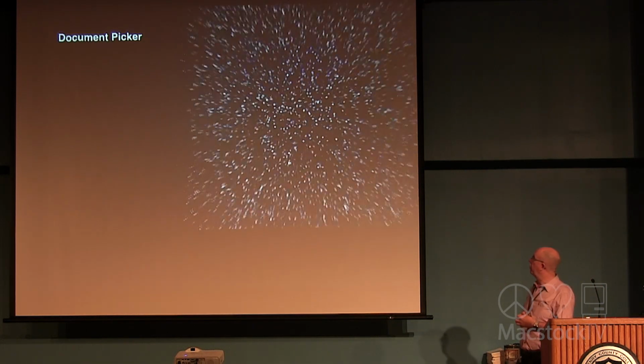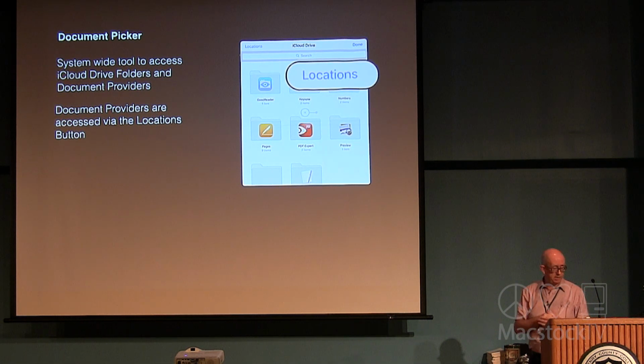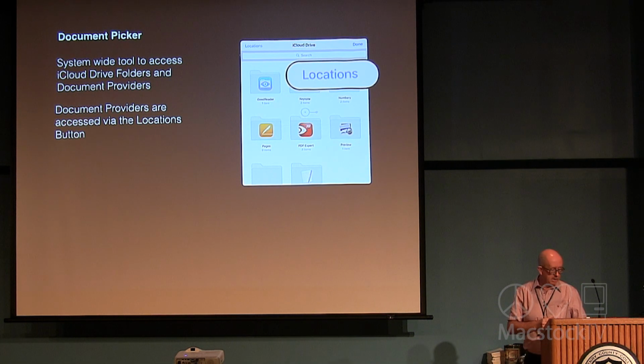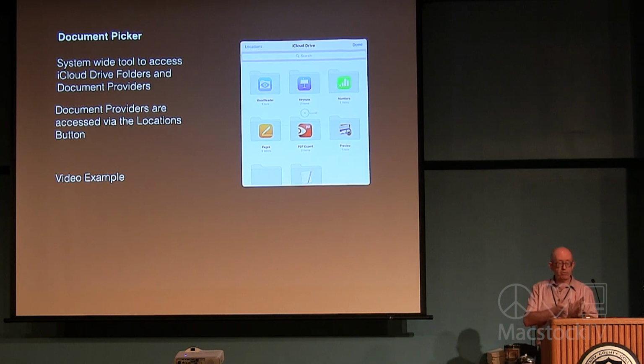And this is the document picker. You'll probably recognize it. And you normally get this, if you do an open in an application, the document picker will open up. You can get access to your iCloud Drive app-specific folders, but you can also get to these things called document providers by using the Locations button up in the top left-hand corner. So what I'm going to do is I'm going to sort of run through a couple of videos.